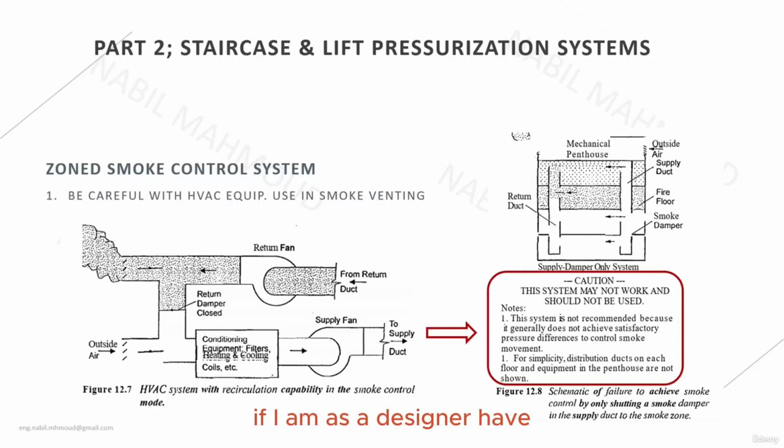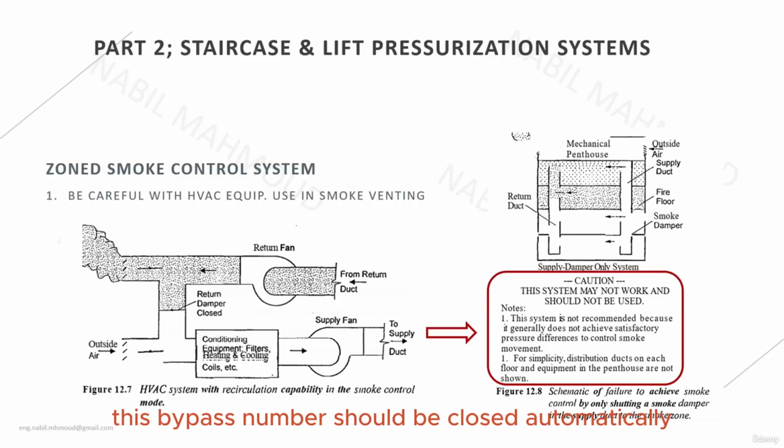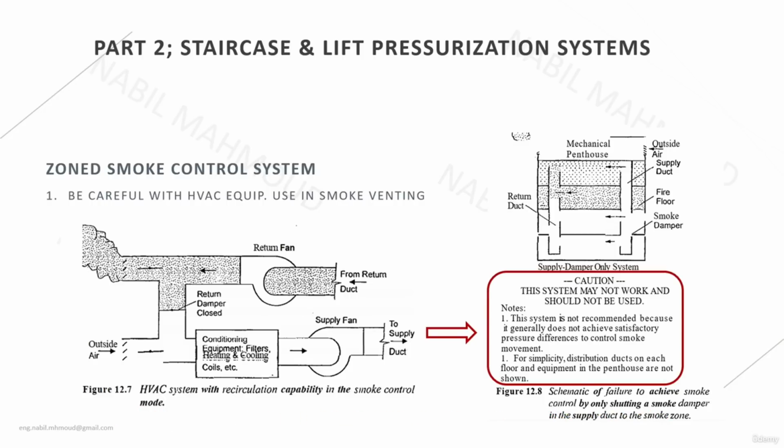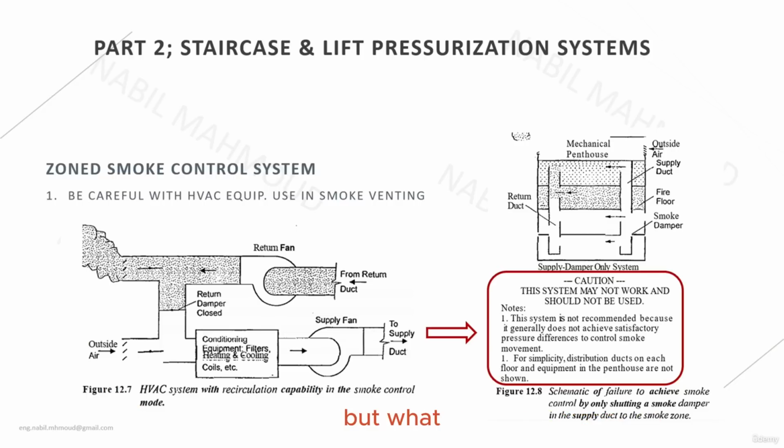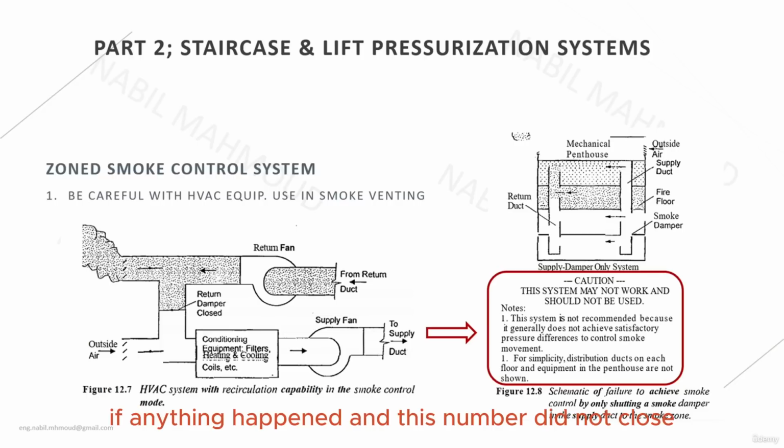But if I, as a designer, have decided to use the return duct as a smoke extract duct, then I should be very careful with this option, because in this case there should be a bypass damper that is connecting the return and the supply. This bypass damper should be closed automatically in the event of a fire, which can be seen on the return damper closed on the figure on the left side of the screen. But what if anything happened and this damper did not close?